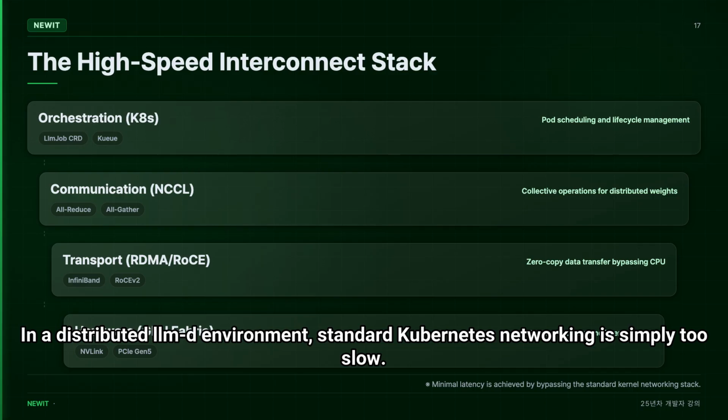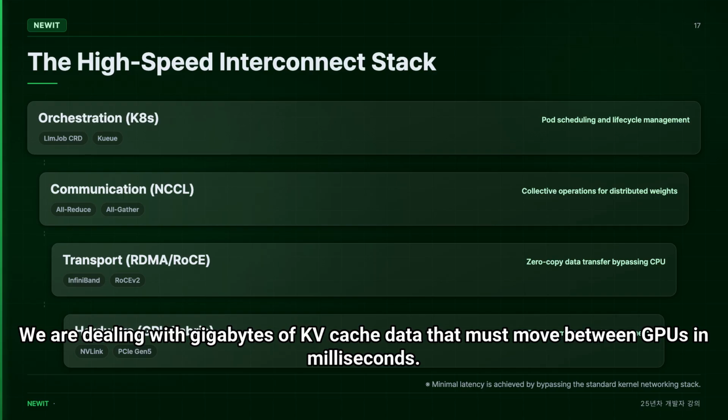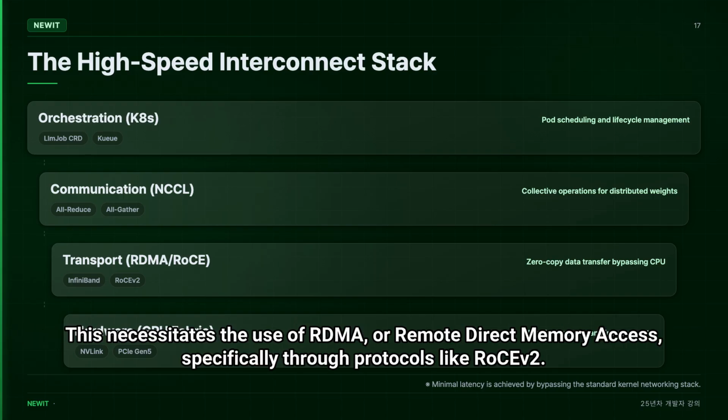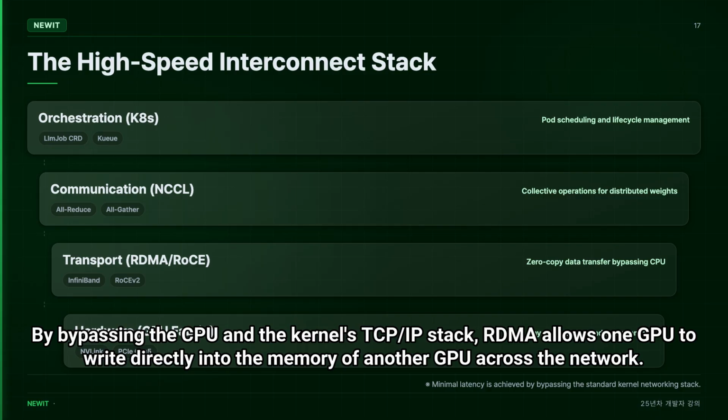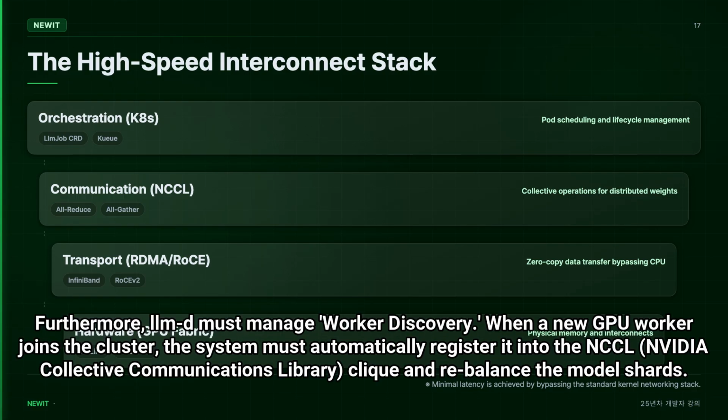In a distributed llm-d environment, standard Kubernetes networking is simply too slow. We are dealing with gigabytes of KV cache data that must move between GPUs in milliseconds. This necessitates the use of RDMA, or remote direct memory access, specifically through protocols like RoCEv2. By bypassing the CPU and the kernel's TCP/IP stack, RDMA allows one GPU to write directly into the memory of another GPU across the network.